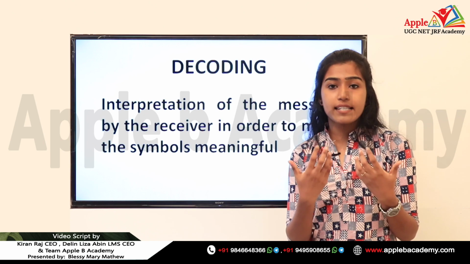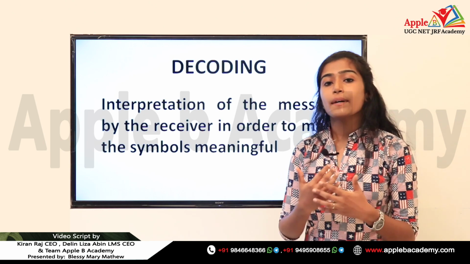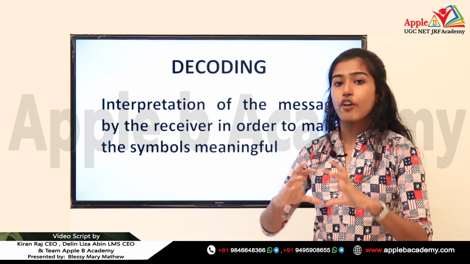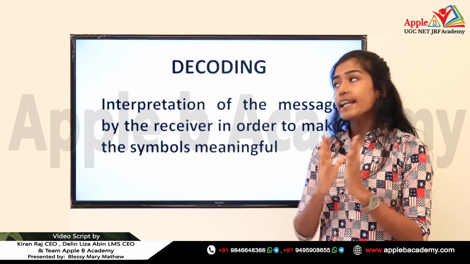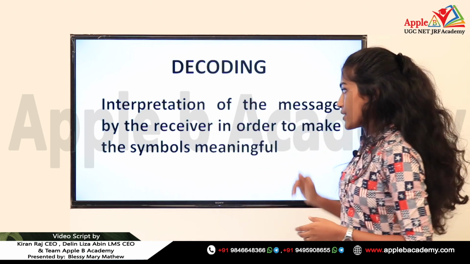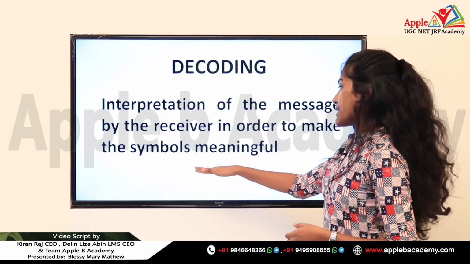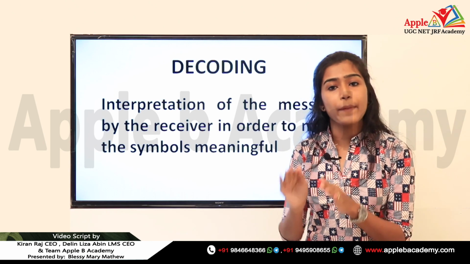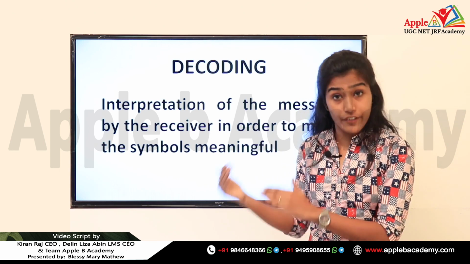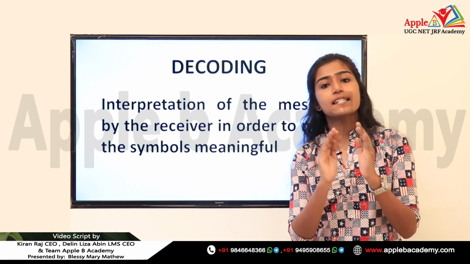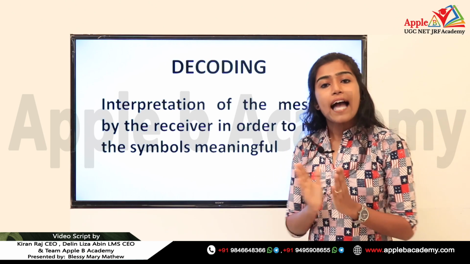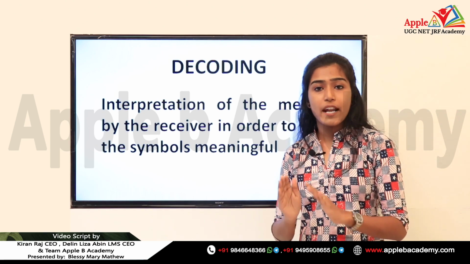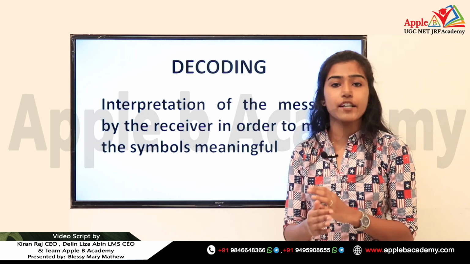Alright. Now, the next process is decoding. The receiver is receiving a message from the sender, but the receiver has to decode the message in order to understand it. That process of interpretation of the message is known as decoding. Decoding is the interpretation of the message by the receiver in order to make the symbols meaningful. For example, your best friend has sent you a message, let's meet near the football ground at 6. Actually, the time is not really specified in this message because it's just 6. It is not mentioned whether it is 6 a.m. or 6 p.m.